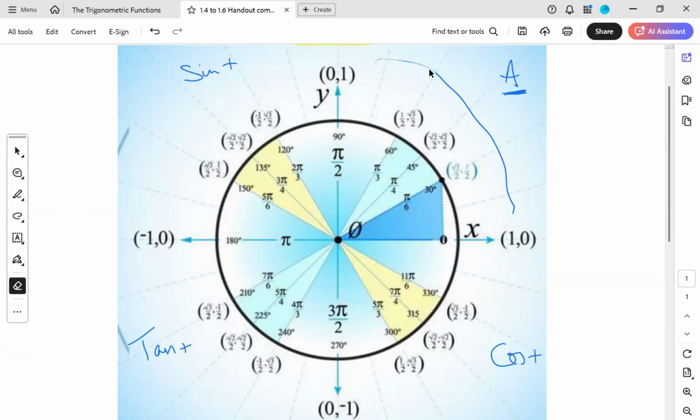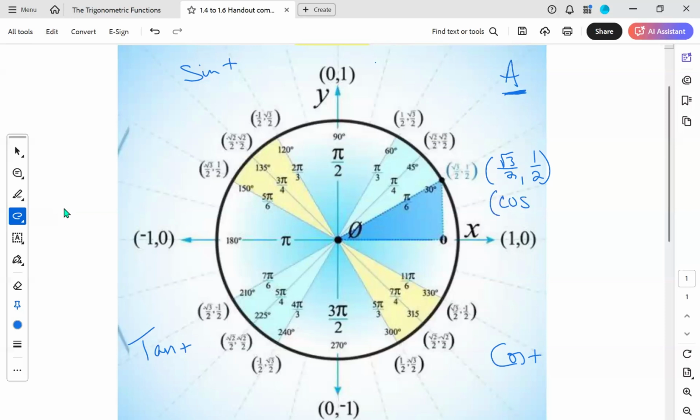but some of these here, I'll show you. Okay. So this ordered pair right here is square root of 3 over 2, comma 1/2. And so, like I said, when you're reading this ordered pair, you're reading it as cosine and then sine. Each one of these is always cosine, then sine.